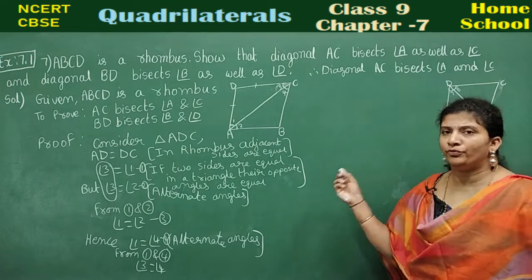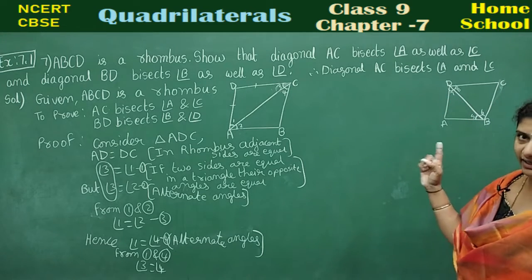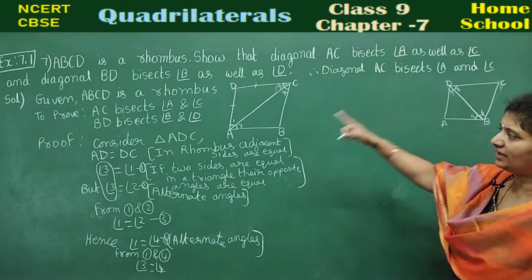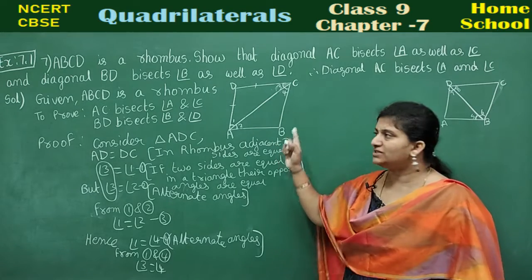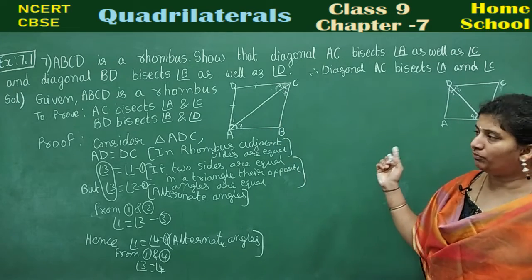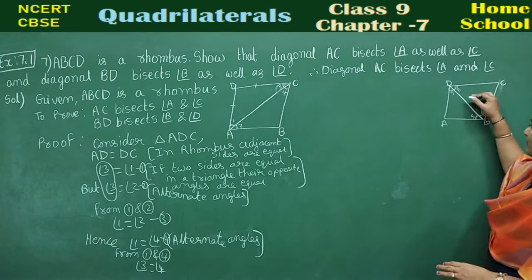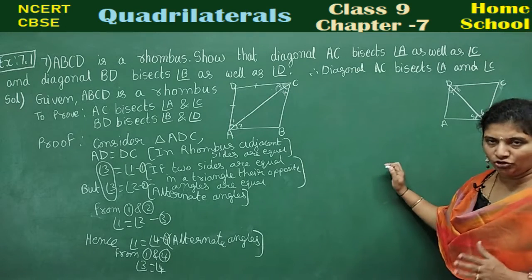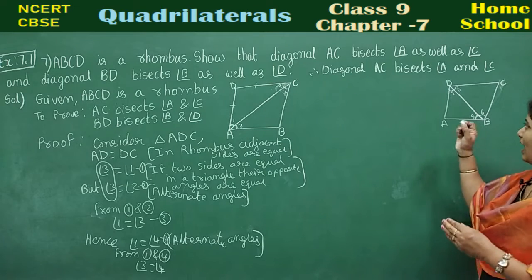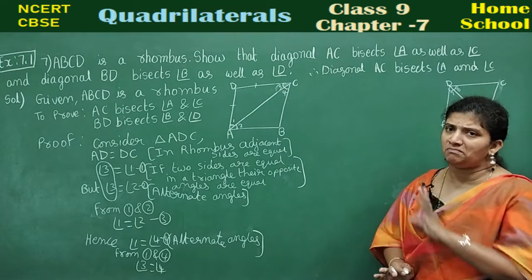So, in order to prove BD diagonal bisects angle B and angle D, we are going to draw one more rhombus, but the same diagonal will be in this. Instead of disturbing this figure, I have drawn one more. But both the diagonals are from the same figure, children. Okay. BD diagonal I am going to take now, and I will prove that it bisects angle B and angle D, in the same manner as you have done this.